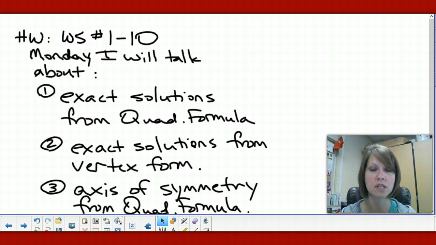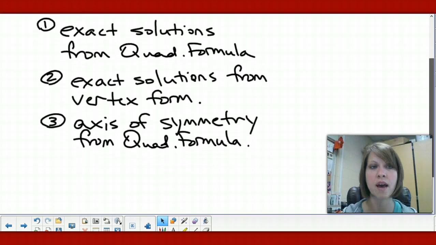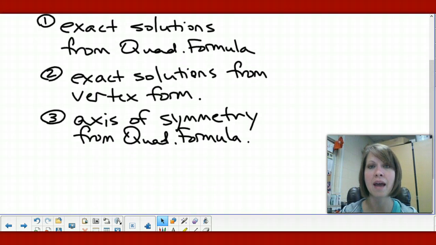Also, just continuing on, I'm going to talk to you about exact solutions from the quadratic formula, reminding you how to do that. We're going to relook at exact solutions from the vertex form and how we can get these answers without converting into standard form. I'm going to talk to you about graphing from standard form and how you find the axis of symmetry even from the quadratic formula. So we have a lot to do on Monday and throughout next week. I need you to make sure that you get 1 through 10 done Thursday and Friday, preferably in class.